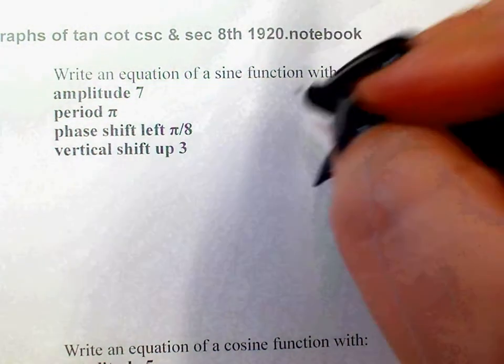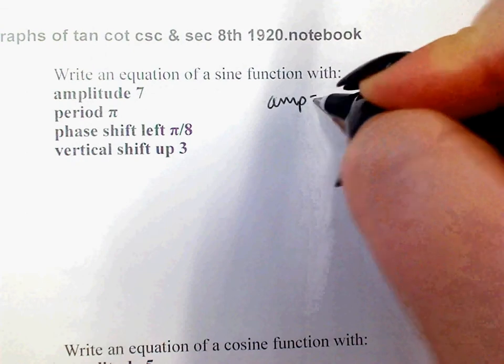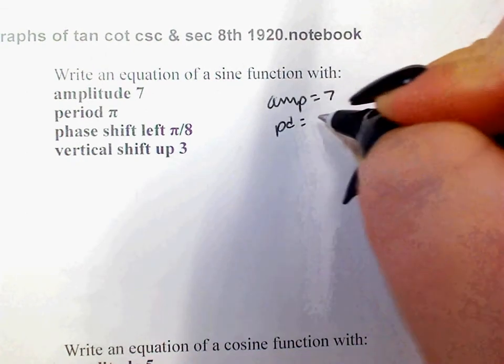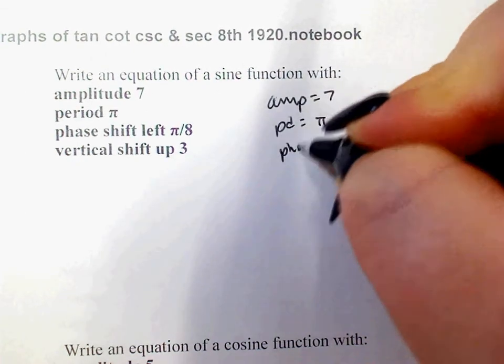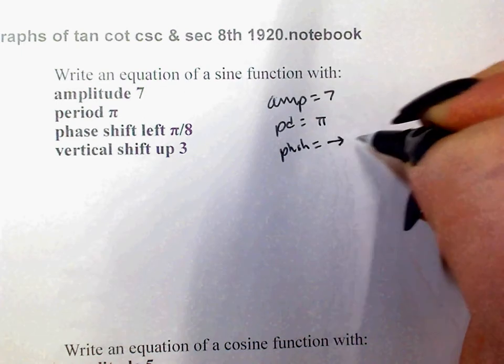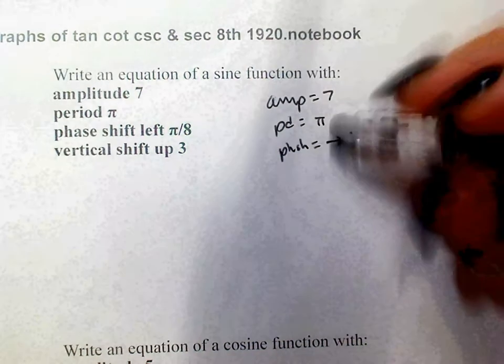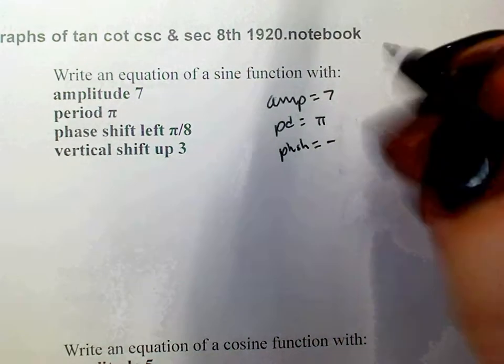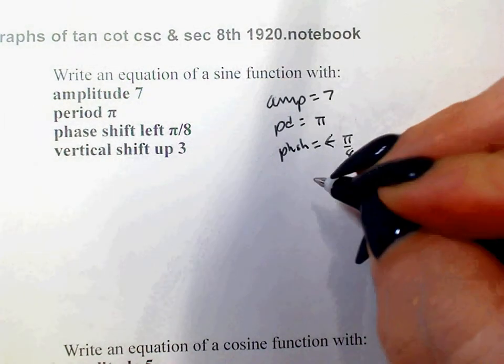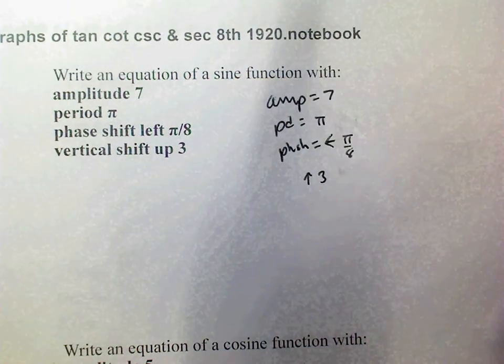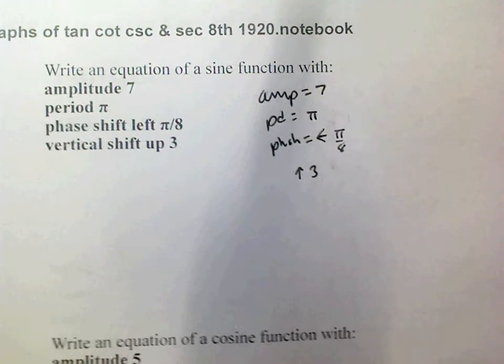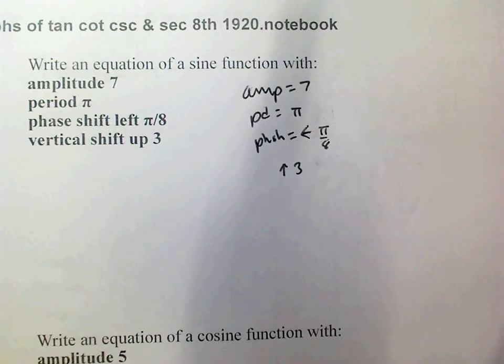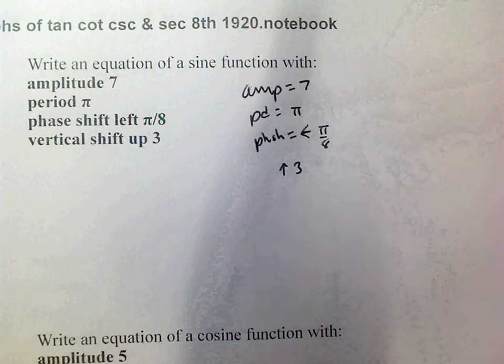Okay, so if I were going to write anything in my notes, I would write amplitude equals 7, period equals pi, phase shift equals left pi over 8 and up 3. And then your goal is to write a sine function that fits that criteria.